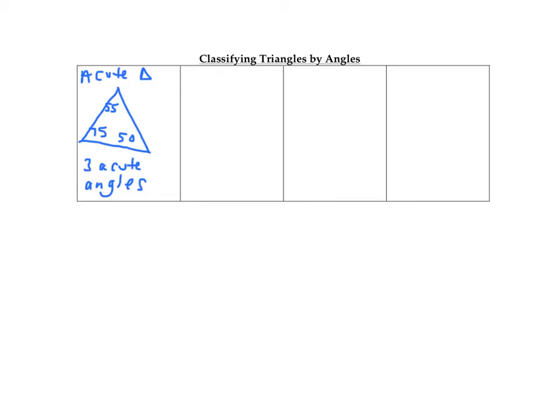The second type is an obtuse triangle. In an obtuse triangle, we have one angle whose measure is greater than 90 degrees. So let's say this angle was 130 degrees. So we have one obtuse angle and two acute angles, but we would still refer to this as an obtuse triangle.